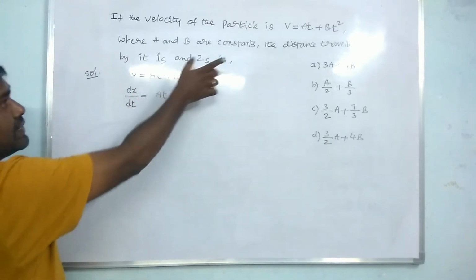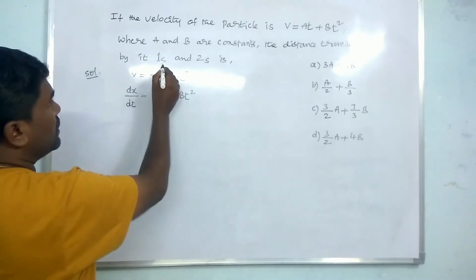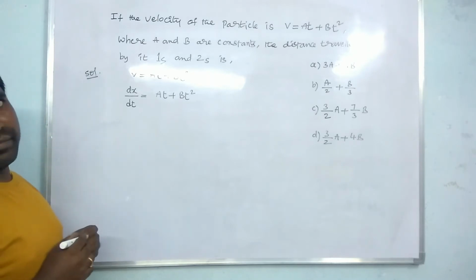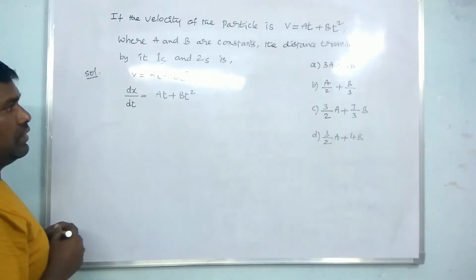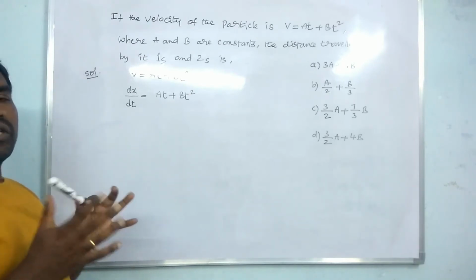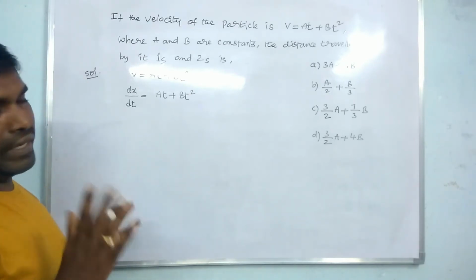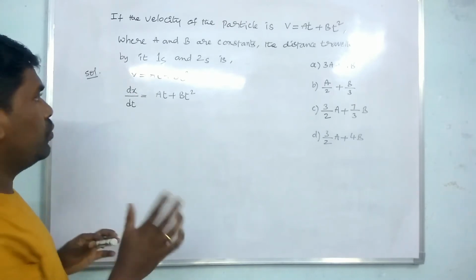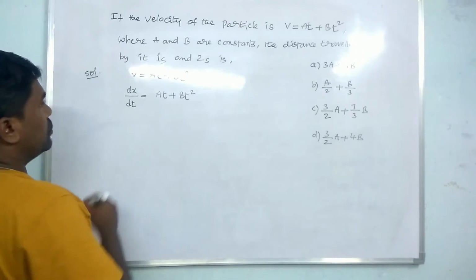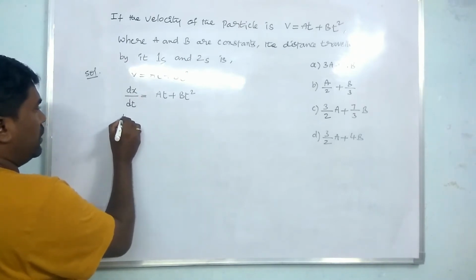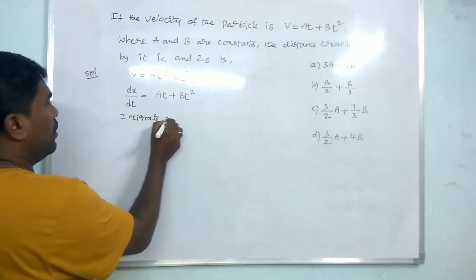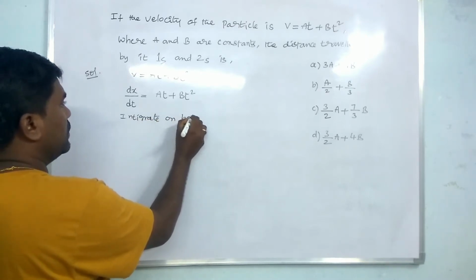So for getting the distance from 1 second to 2 seconds, we have to use integration. What is the need of integration? Without completing the total work, you have to use the integration between two positions. So this is the lower limit and this is the upper limit here. So integrate on both sides.